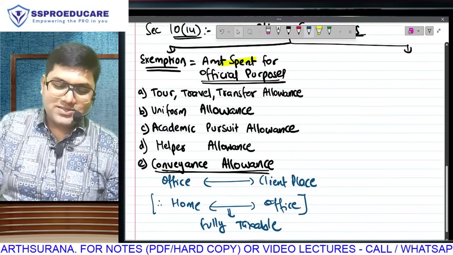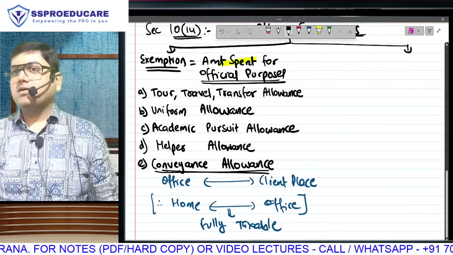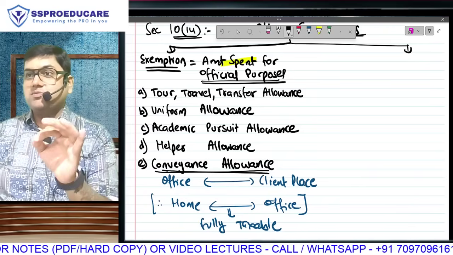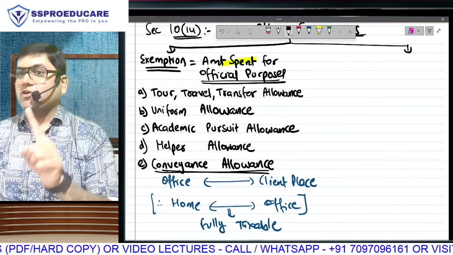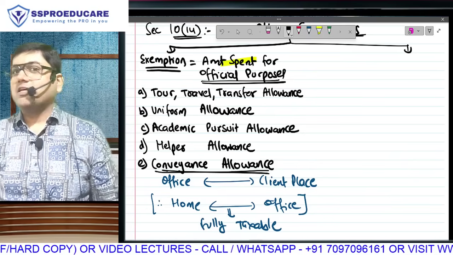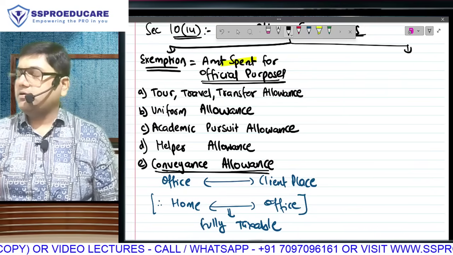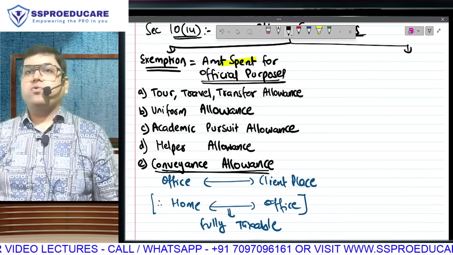So obviously, how to plan and manipulate, it's a never ending thing. You as a chartered accountant have to identify loopholes, which is possible if you understand the law in and out, 360 degrees, with the logic, with the concept. Then only you can exploit the loopholes. But is this clear? What is the law? Between home and client, between home and office, fully taxable; office and client place, exempt.